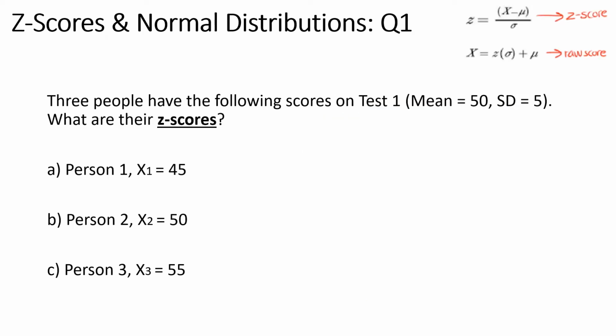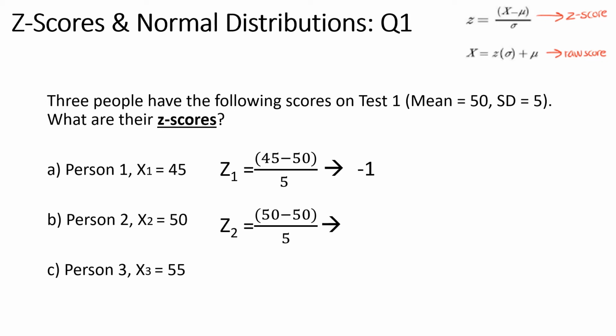The first question is asking, three people have the following scores on test one. We're given the mean of the scores, and we're given the standard deviation of those scores. What are their z-scores? The first person has a raw score of 45, and in order to convert that into a z-score, we just need to use the formula. So their z-score is going to be -1.